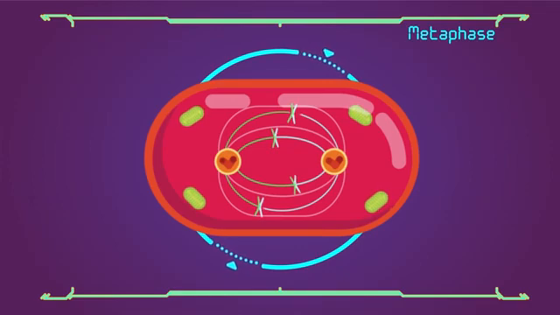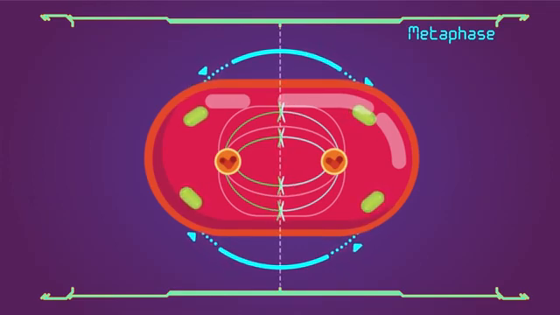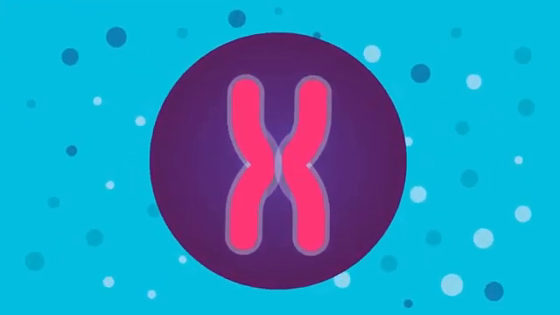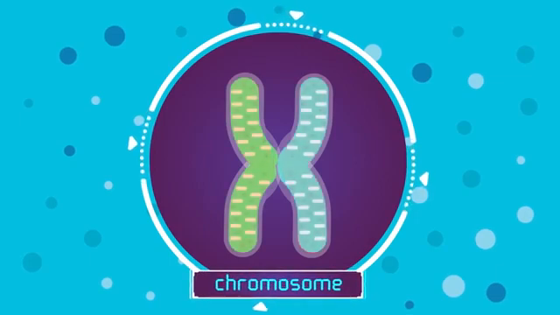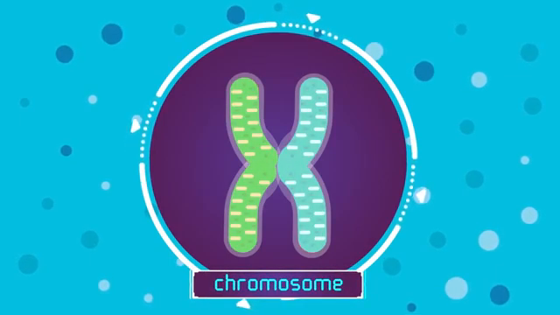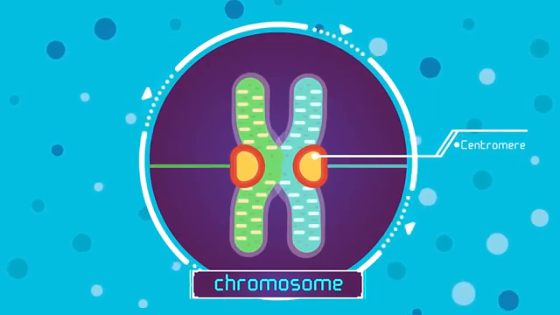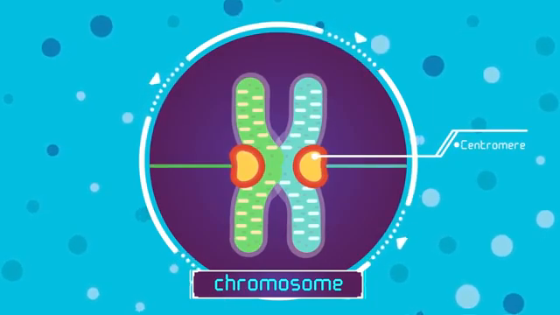Metaphase. Now all the pieces are aligning themselves for the big split. The DNA lines up along a central axis, and the DNA, chromatin, has now condensed into chromosomes. Two strands of chromosome are connected at the center of the centromere. The tubules connect to the centromere, not the DNA.